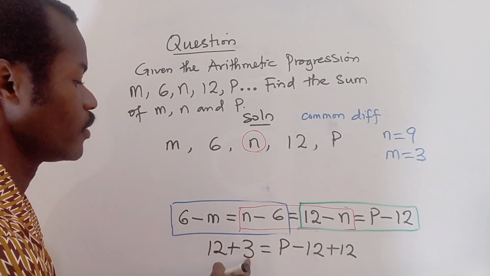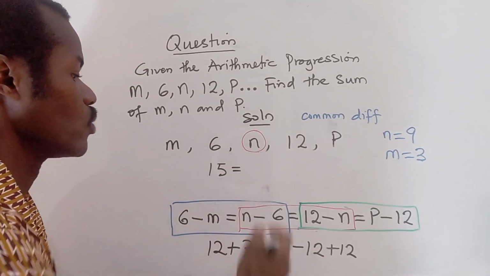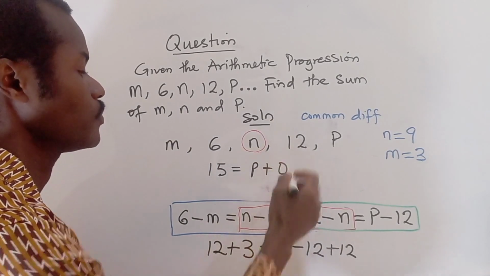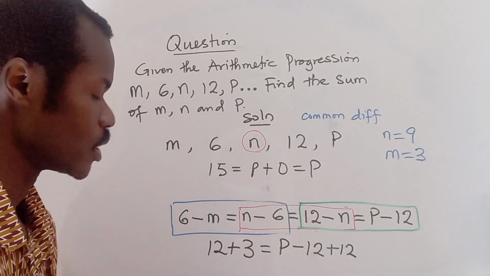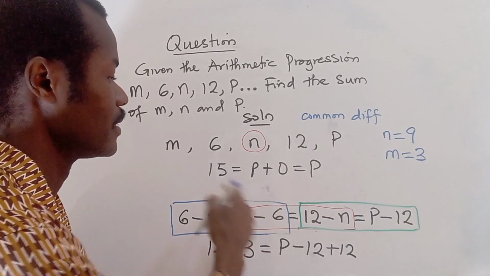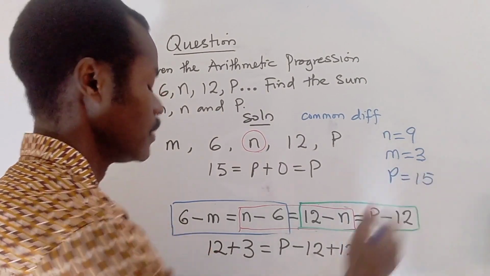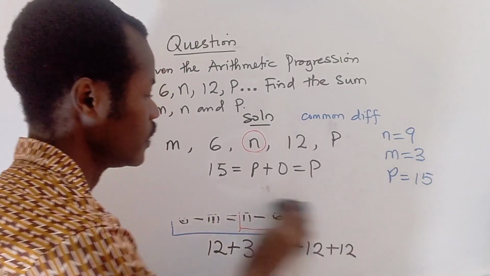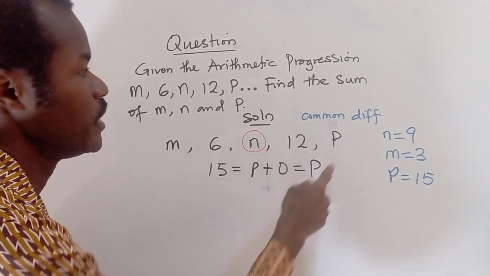So minus 12 plus 12 is 0. So we have 12 plus 3 on the left-hand side, which is 15, equal to p plus 0. And p plus 0 I know is p. So our p in this case is 15. So p is equal to 15. Alright, so this is the common difference method of solving for the unknown values of m, n, and p.